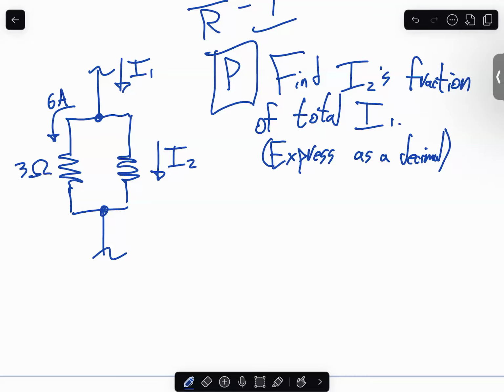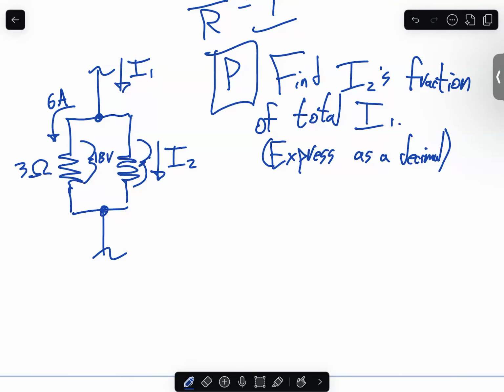Find the potential difference, find the voltage. What is it? 18 volts. What do you know about resistor 1 and resistor 2? They're in series or parallel? So what's the voltage across R2? Exactly. If I know... I didn't give you its value.